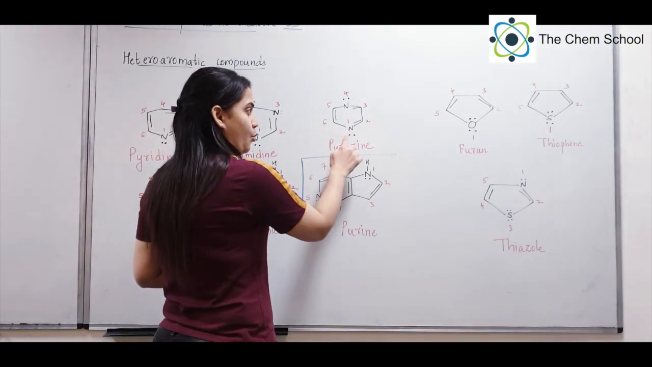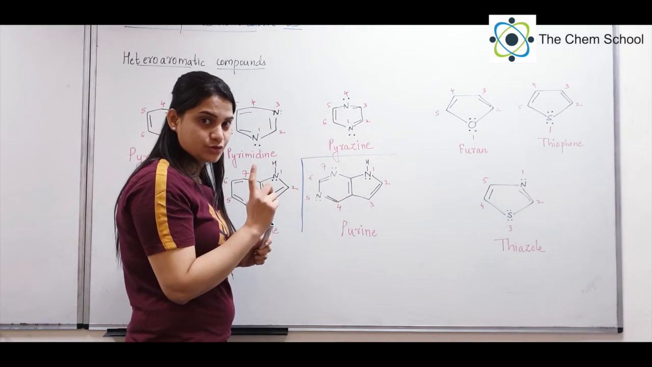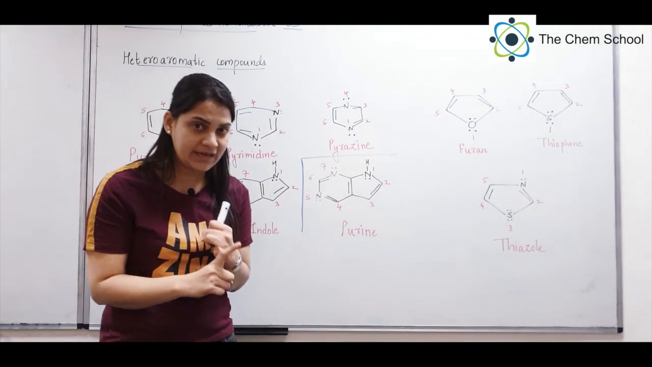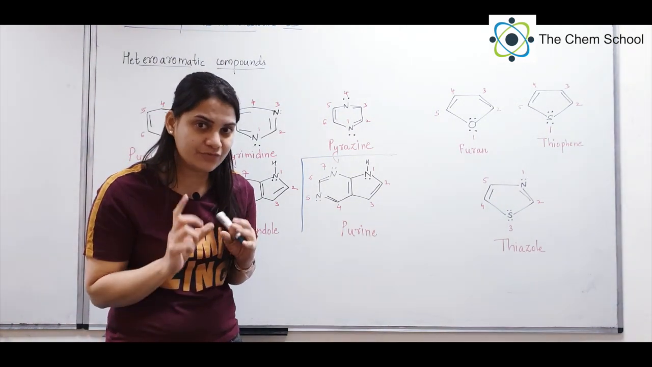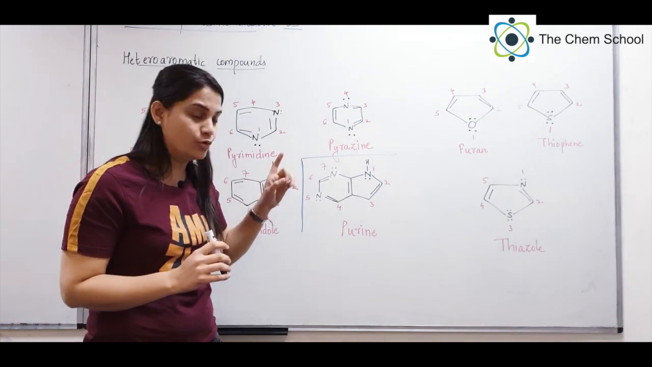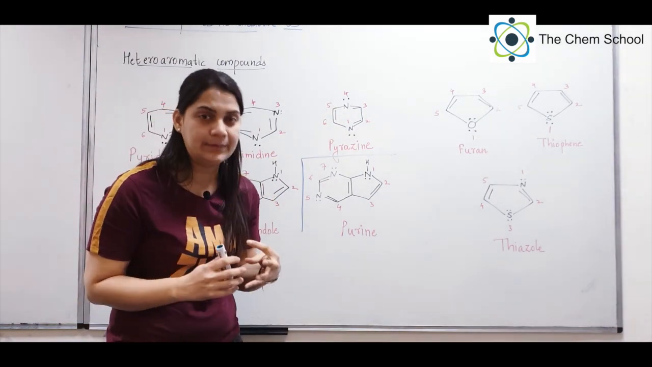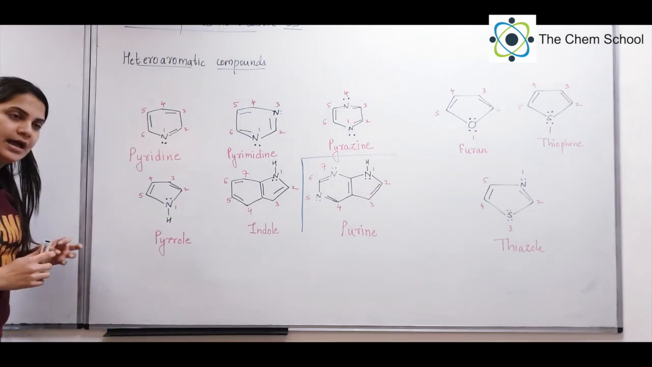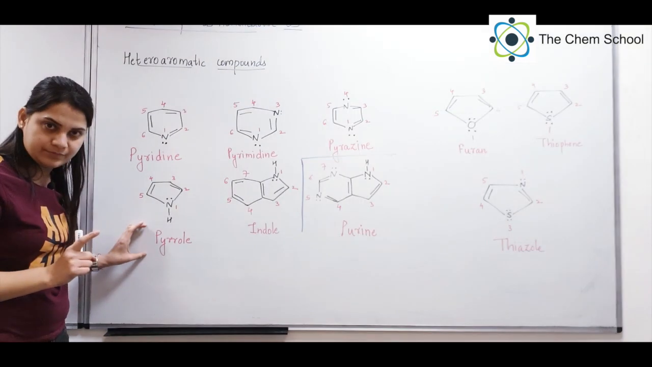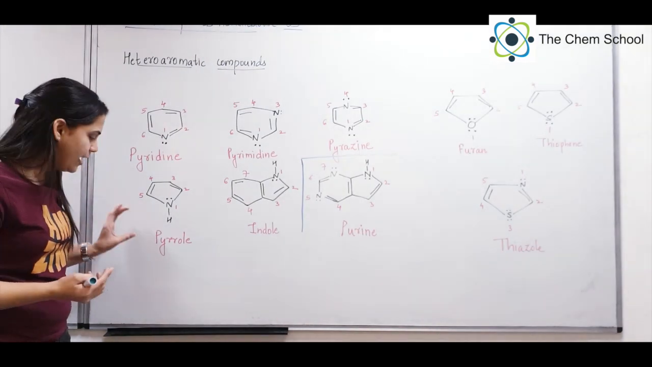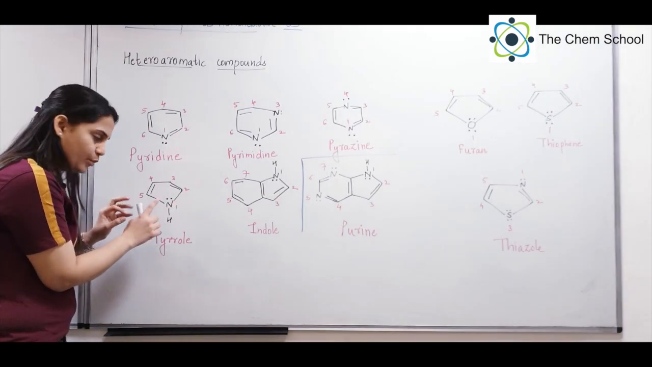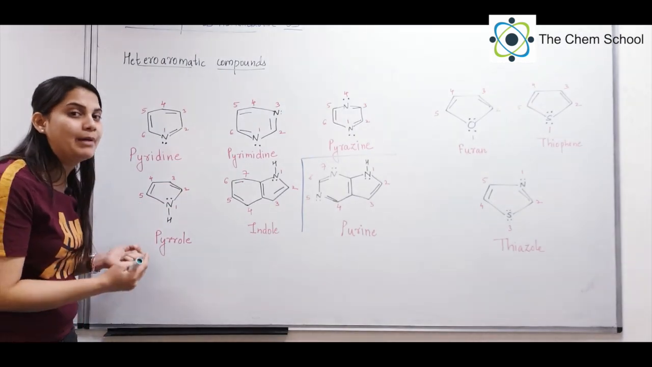If I have 1 and 4 position with nitrogen, then it is called pyrazine. So only 1 nitrogen, pyridine. 1 and 3 position with nitrogen in a 6-membered ring, pyrimidine. 1 and 4 nitrogen in a 6-membered ring is pyrazine. Next, if I have a 5-membered ring with only 1 nitrogen, it is called pyrrole. The numbering will start with nitrogen, of course. So I repeat, a 5-membered ring with 1 nitrogen is called pyrrole.